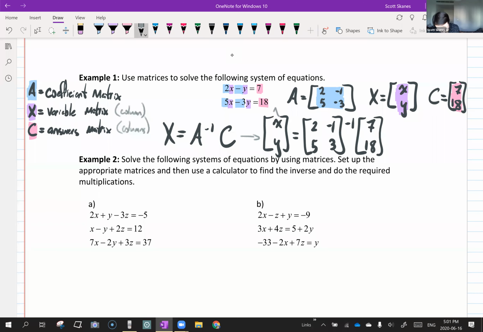This is our matrix X. This is our matrix A inverse. This is our matrix C.